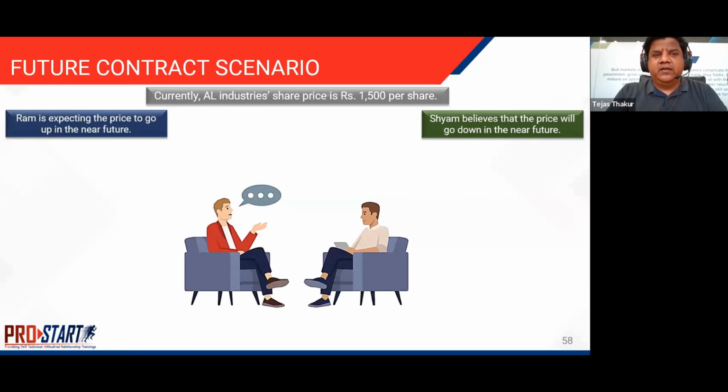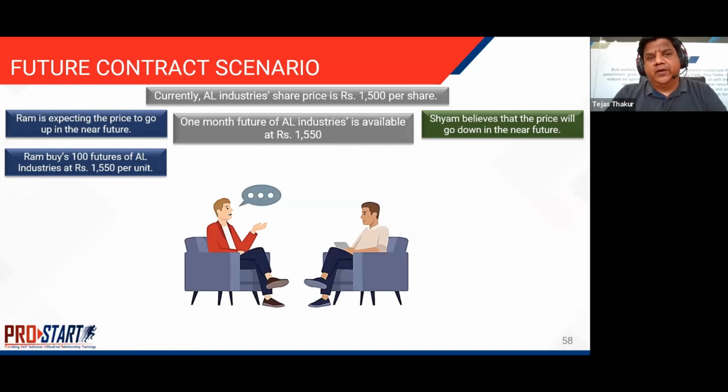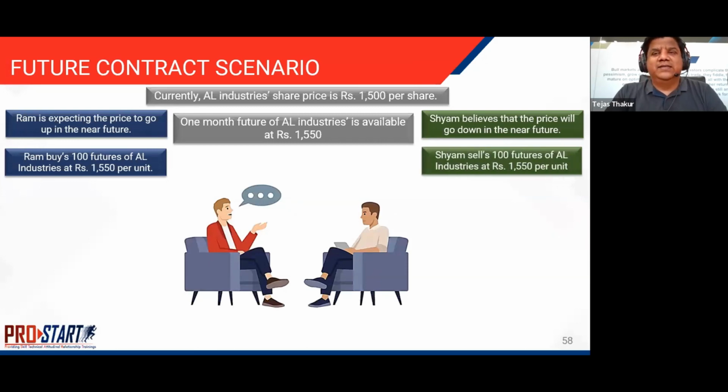So here Ram is expecting that the prices would go up. Shyam is expecting that it will go down. A 1 month future of AL Industries is available at 1,550. That means after 1 month, there's an expiry of this future, and that is available at 1,550. Now, Ram decides to buy 100 futures of AL Industries at 1,550 per unit, and Shyam sells the same. Perfect? Till here? So they are not operating in the spot market, they're operating in the futures market.